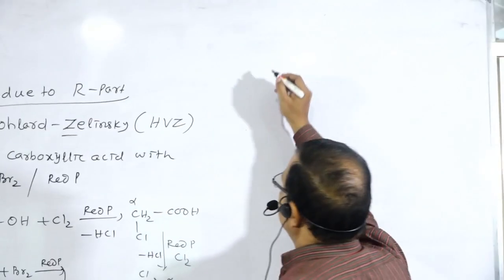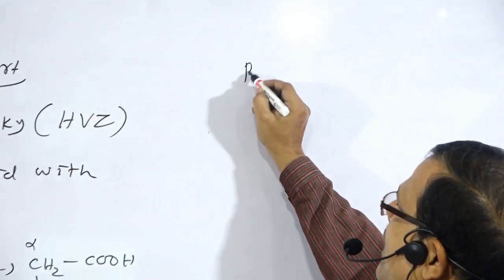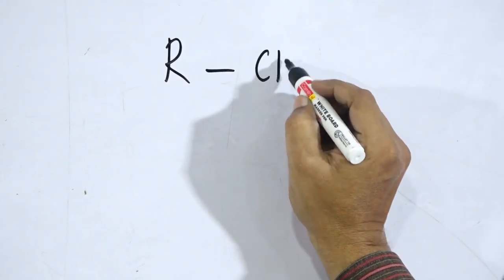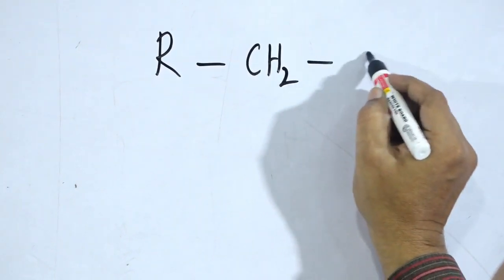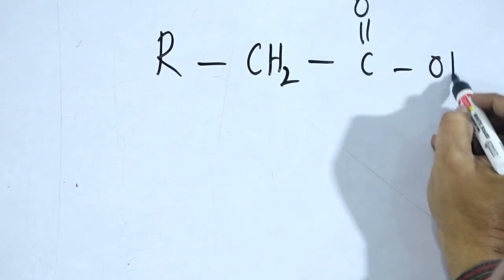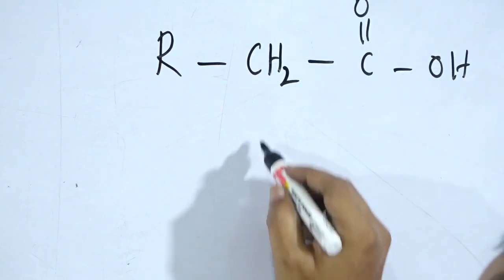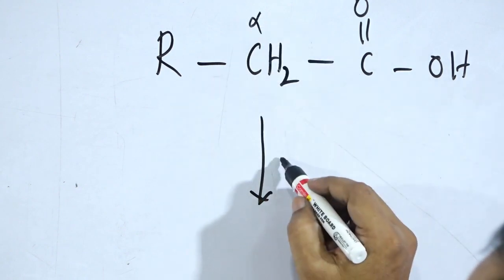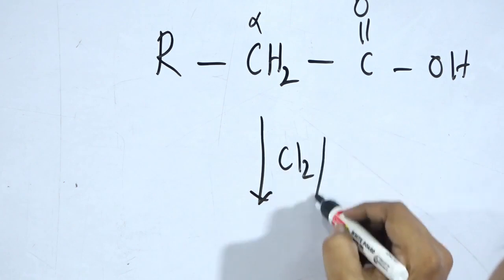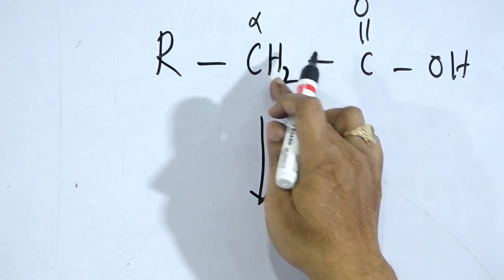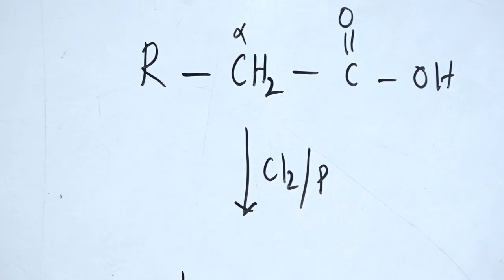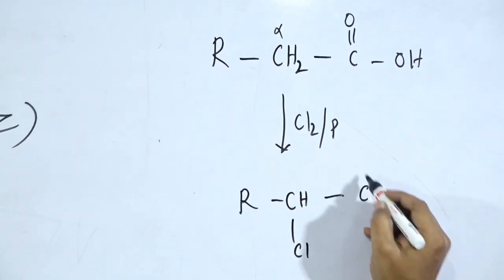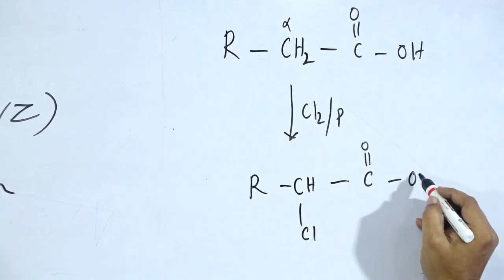For example, R CH2 C double bond O OH. So this compound that contains an alpha hydrogen atom has been treated with Cl2 and red phosphorus. So RCHCl C double bond O OH.